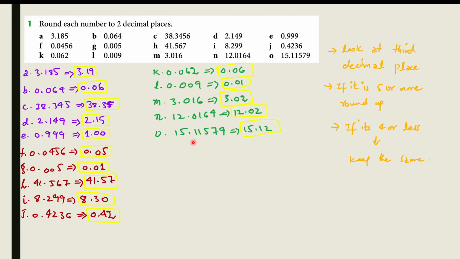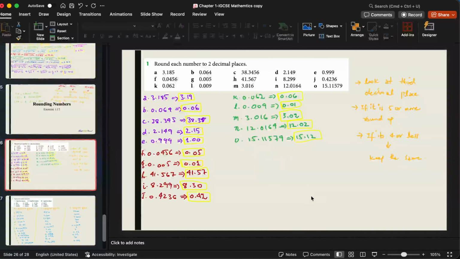That's all for this question. I hope the concept of rounding numbers to 2 decimal places is getting clear. Thank you everyone, and happy learning.